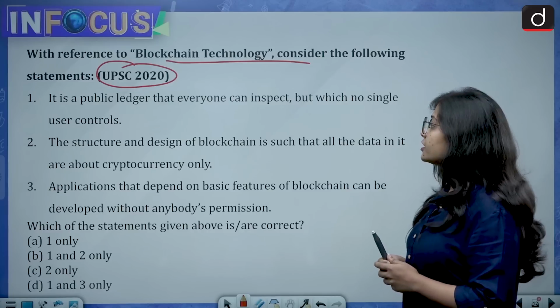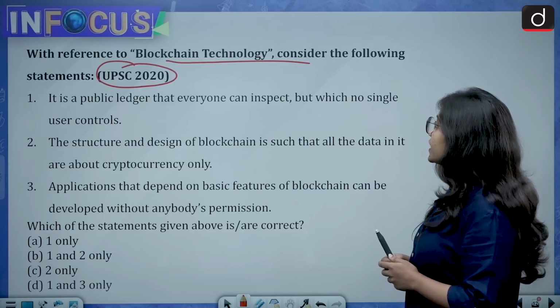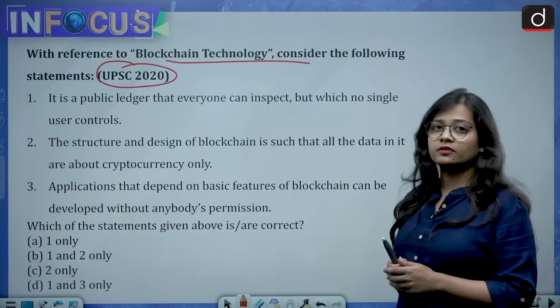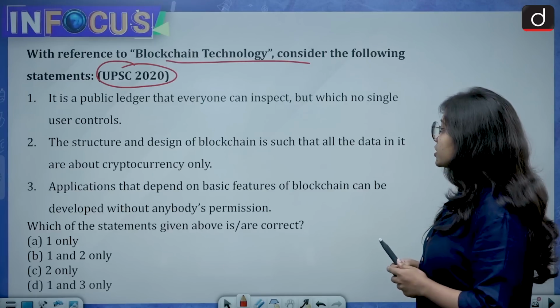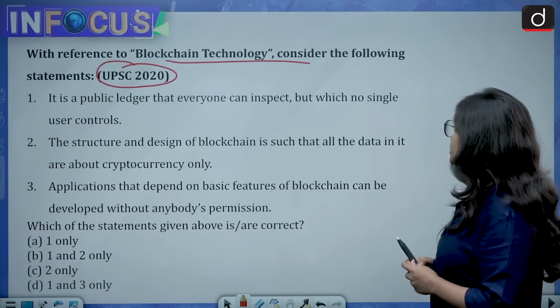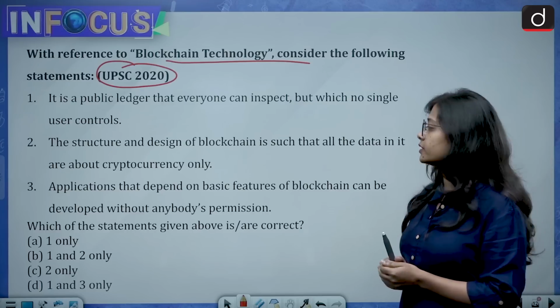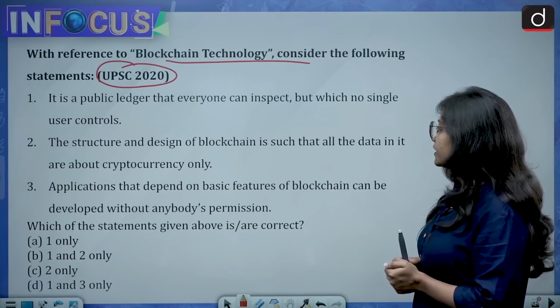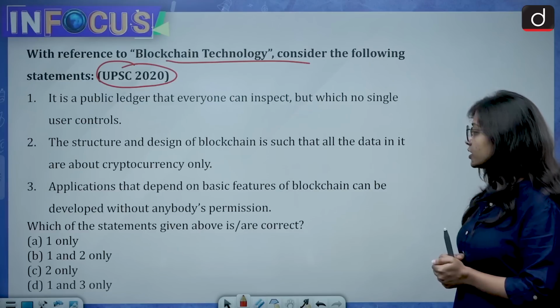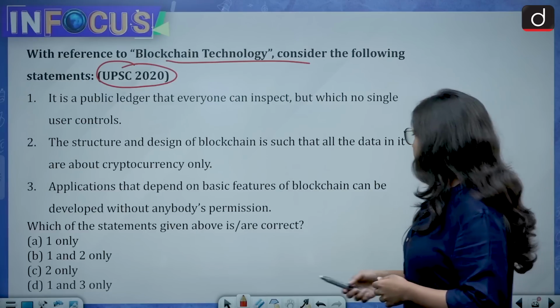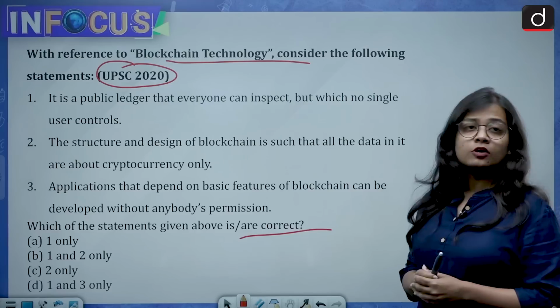First says, it is a public ledger that everyone can inspect but which no single user controls. Second, the structure and design of blockchain is such that all the data in it are about cryptocurrency only. Third, applications that depend on basic features of blockchain can be developed without anybody's permission. And which one are the correct options?